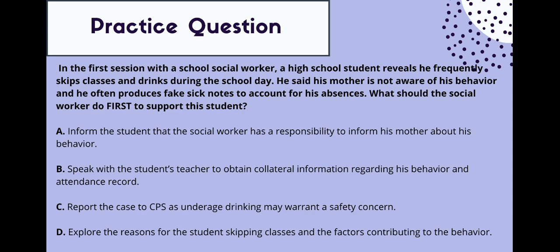So let's go ahead and do process of elimination. And remember, this is a first question, so you might do some of these things at different points throughout the helping process, but we need to find the starting point first. So what would I eliminate? I'm going to eliminate C first. Report the case to CPS as underage drinking may warrant a safety concern.